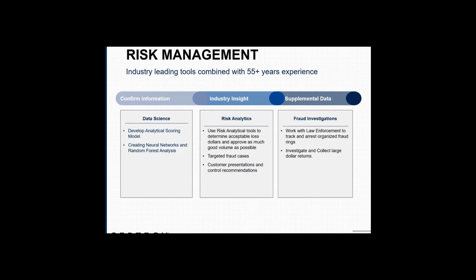Our data science team basically gives us the tools that we need. They create analytical scoring models, kind of like credit scores. They've been working with neural nets and random forest analysis. The risk analytics team uses those tools to approve as much good volume as possible and prevent as much fraud as possible. It's a slippery slope. We try to approve as much as we can while blocking those that we think are bad. We don't know if they're bad for sure, but we do our best. We also do customer presentations and control recommendations, which I'll get into after.